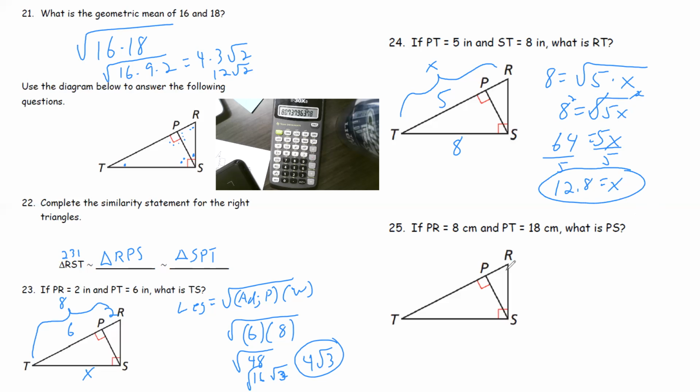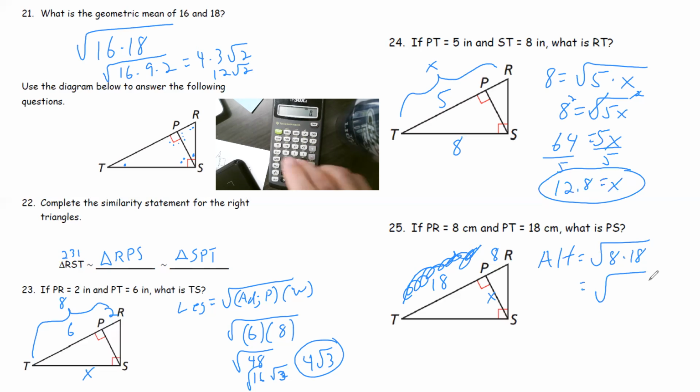And then finally, the last one, they give us PR is 8, PT is 18. What is PS? So they want us to find the altitude. Well, we don't even need the whole on this part because for altitude, it's just part 1 and part 2. So we have 8 times 18. That's 144. Square root of 144 is 12. And that's our final answer. And that's the whole review.